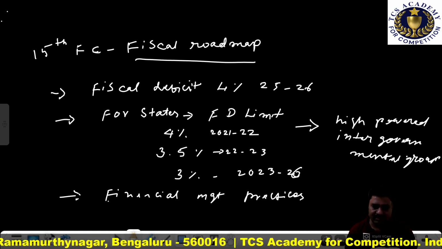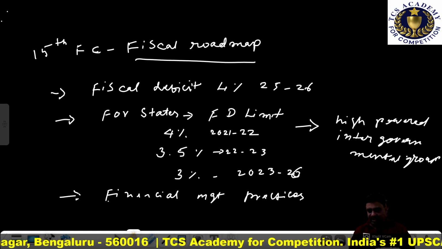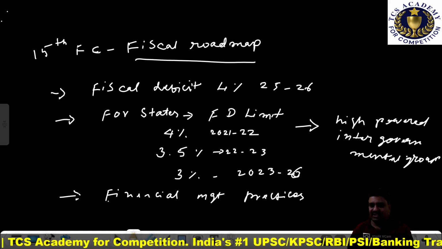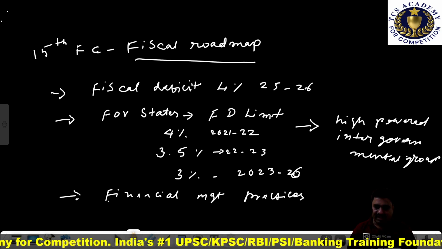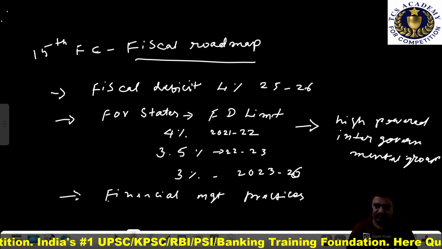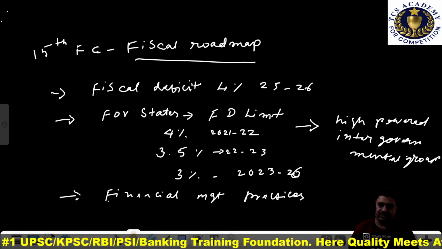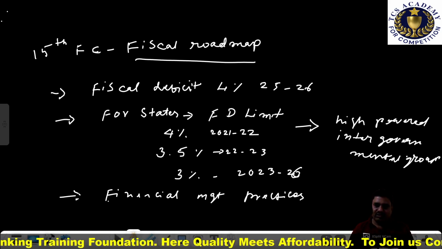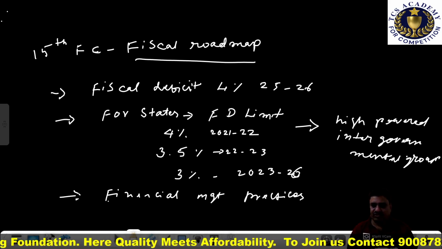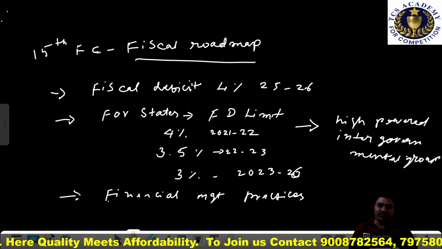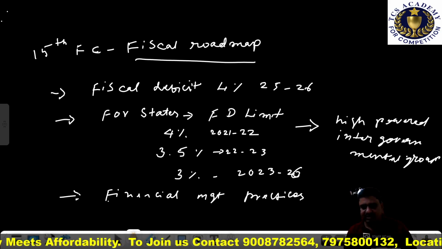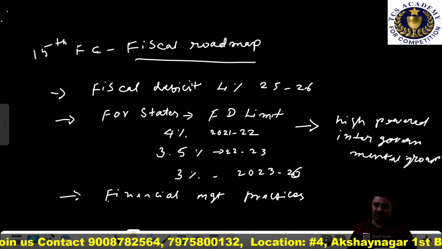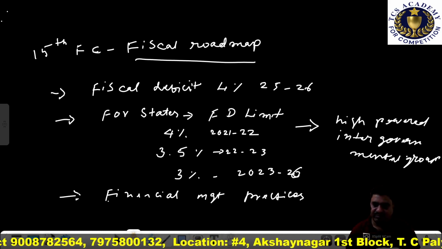To review the Fiscal Responsibility and Budget Management Act, which was passed in 2003. As per the Fiscal Responsibility and Budget Management Act, the states and the central government have to maintain their fiscal deficit. To review the FRBM Act, which was introduced in 2003, and to recommend a new FRBM framework for the central government as well as the state governments. So these are the important fiscal roadmap items recommended by the 15th Finance Commission to the President.